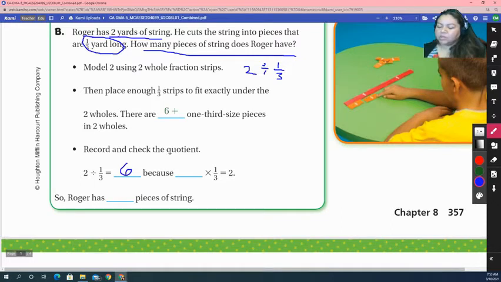And then what we're going to do is the inverse operation. We're going to check with multiplying. We're going to multiply the quotient by the fraction. 6 times 1/3 equals 2. So if we check that, we write 6 as a fraction, 6 over 1. And we can cross simplify so that we divide both the 6 and the 3 by 3. 3 divided by 3 is 1. 6 divided by 3 is 2. And then 2 times 1 equals 2. So that means that was correct. So Roger has 6 pieces of string.